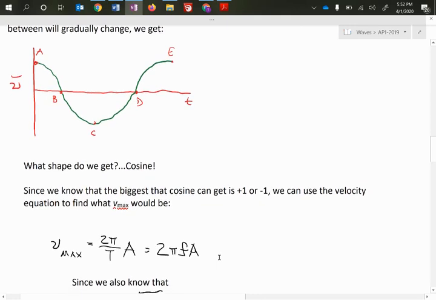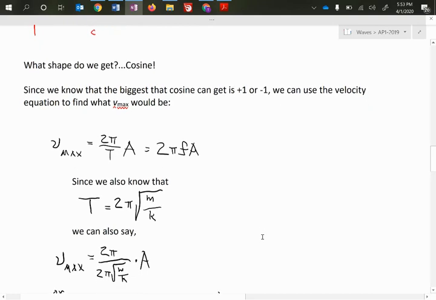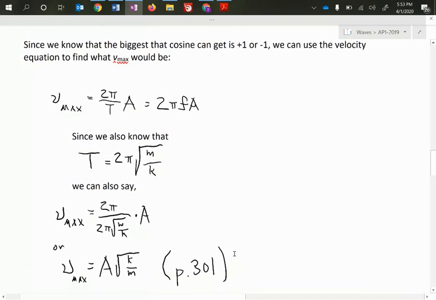Now we also know for simple harmonic motion, the period is equal to 2 pi times the square root of m over k. So if I take the period and substitute it in right here, Vmax can also be stated like this. Here's my 2 pi, which is right here. Here is my T, which is equal to 2 pi square root m over k. Here is my amplitude, it's right there. Notice the 2 pi's are going to cancel. These guys are going to flip over because it's in the denominator, and we end up with maximum velocity is equal to amplitude times the square root of k over m, which if you look on page 301 in your book, boom, you'd see that equation there.